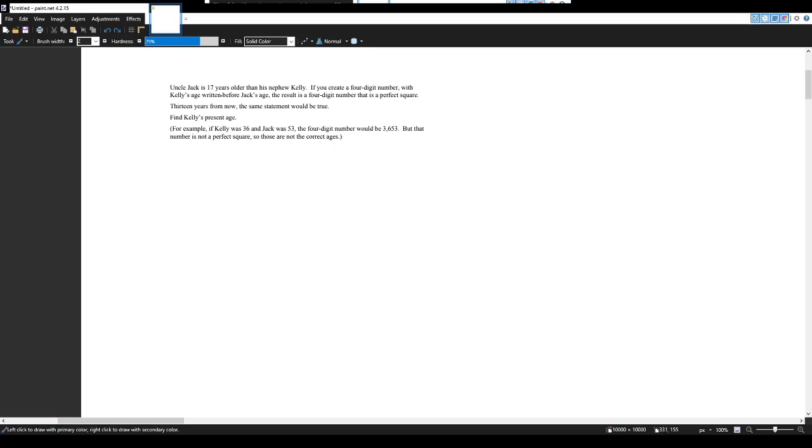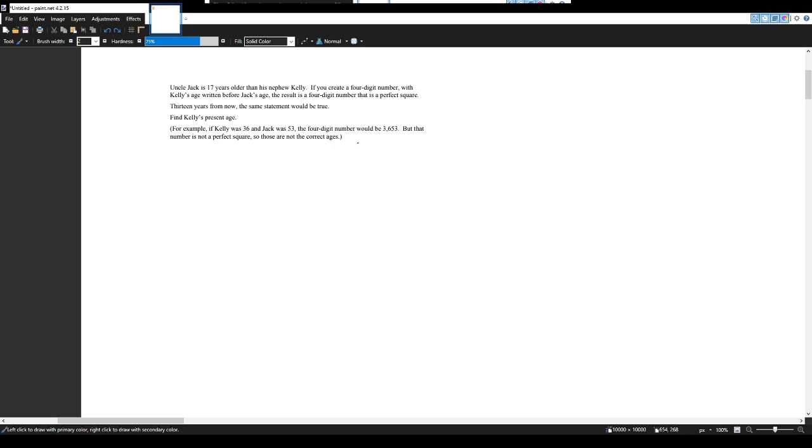So Uncle Jack is 17 years older than his nephew Kelly. If you create a 4-digit number with Kelly's age written before Jack's age, the result is a 4-digit number that is a perfect square. 13 years from now, the same statement would be true. Find Kelly's present age. For example, if Kelly was 36 and Jack was 53, the 4-digit number would be 3653. That number is not a perfect square, so those are not the correct ages.